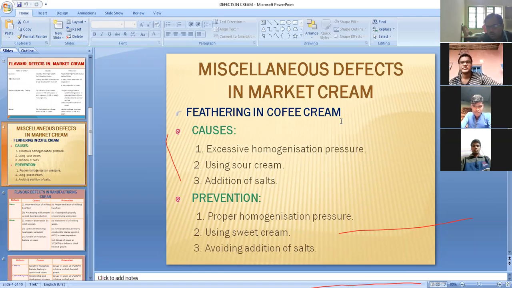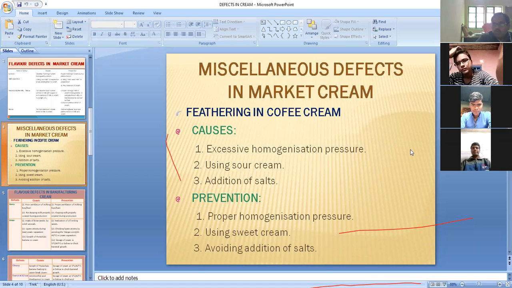Just proper homogenization pressure used for the cream manufacture. Another one is you always prefer to use sweet cream to minimize the feathering defect in the coffee cream. Another one is that you must avoid the addition of salt, so that is why we always prefer cow milk for tea or coffee dairy whitener, because there is no need of any salt in the cow milk for preparation of dairy whitener.